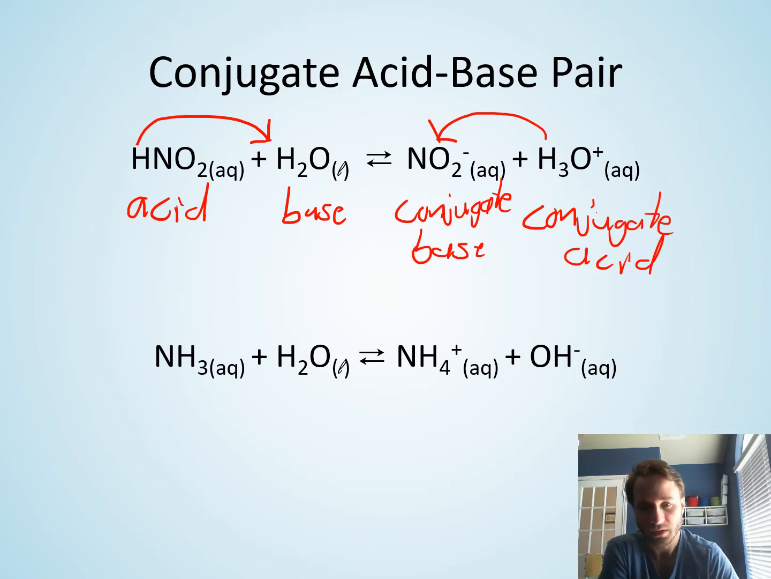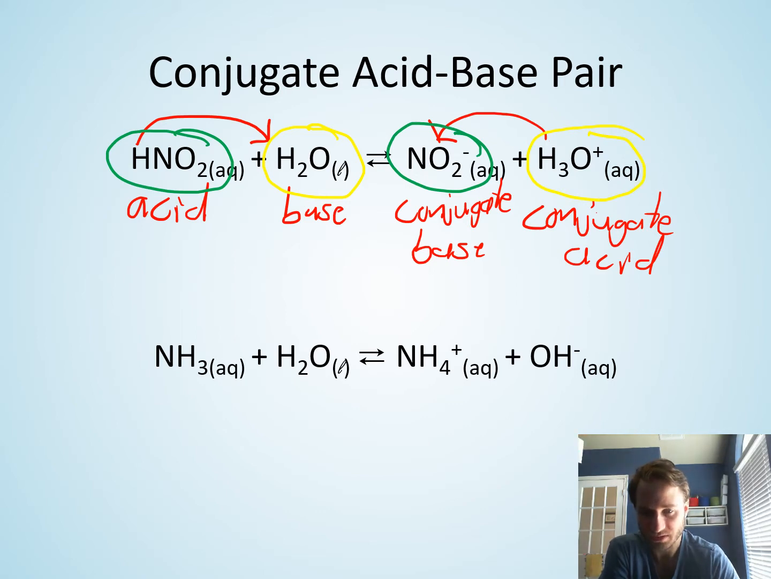And so my acid here, HNO2, forms a conjugate base, NO2 minus, right? To go from the acid to the conjugate base, typically you're just removing an H plus. So here I see if I take the H plus away from HNO2, I form NO2 minus, that's its conjugate base, right? And then I have my base here, water, that forms the conjugate acid H3O plus, right? And so our acid has a conjugate base, and our base has a conjugate acid. And these are called conjugate acid-base pairs, okay?